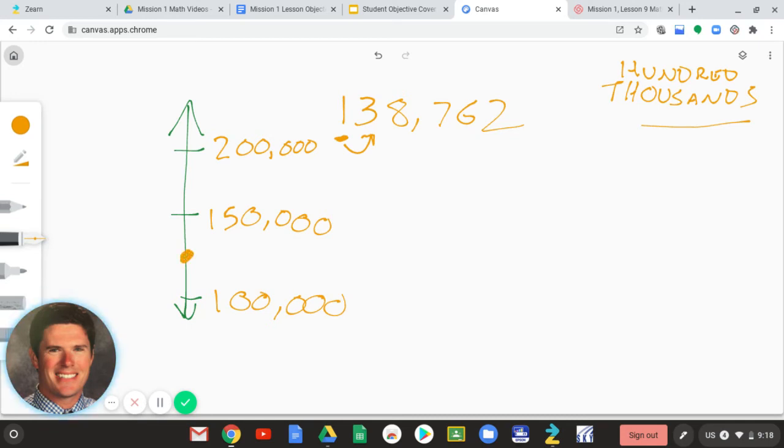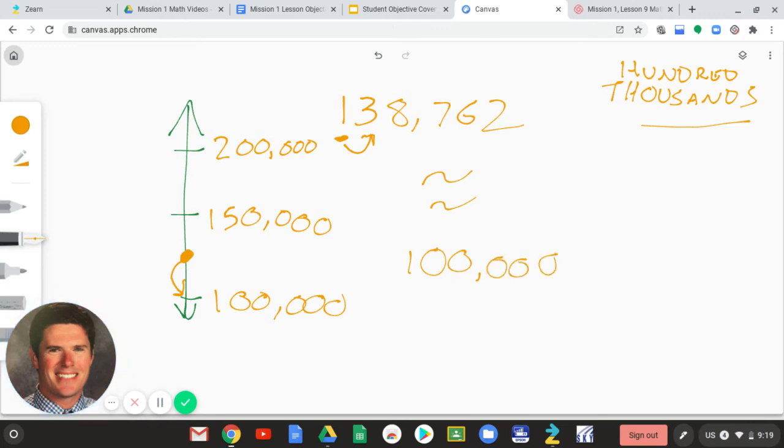So we're really thinking that's like 130,000. It's going to fall right around here. That 3 tells us that we round down because it's closer to 100,000. It's not over halfway. It's not more than 5. It's below 5, so we round down. So rounding 138,762 to the nearest 100,000 is going to be about 100,000.